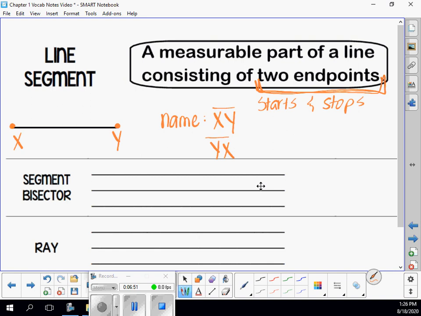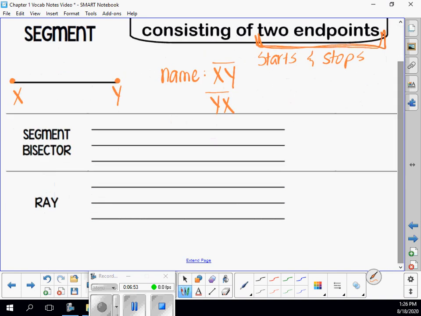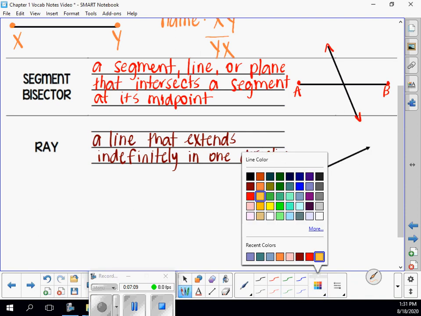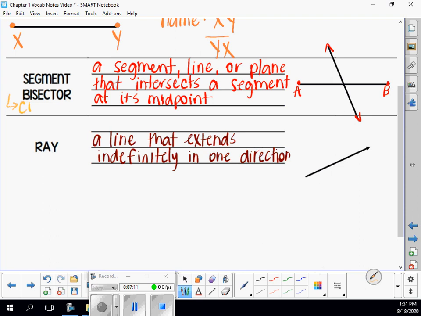A segment bisector is a segment, line, or plane that intersects a segment at its midpoint. So first we need to cover what bisector means. Bisector means to cut in half. You don't walk into Subway and say, please bisect my sandwich for me. But you do ask them to cut it in half. So what they're doing is they're bisecting it when they do that, but our modern day language means to cut in half. Make sure you store that away.